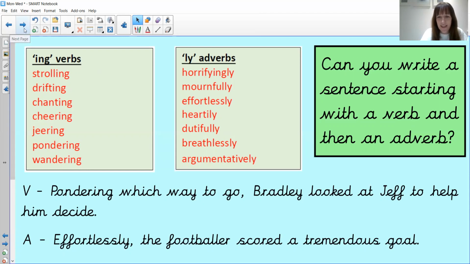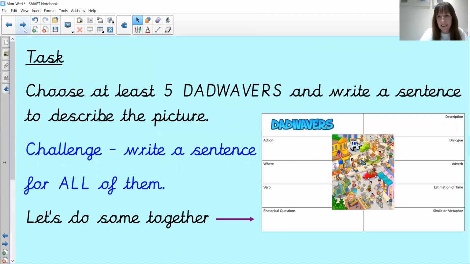Okay, let's carry on then. So your task today is to describe this busy scene. And I want you to use your DADWAVERS to help you use different sentence structures. So I would like you to choose at least 5, so 5 or more of these DADWAVERS. Your challenge is to write a sentence for every single one of them. Okay, because I know lots of you would be more than capable of doing that.